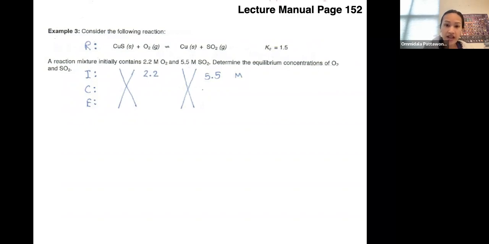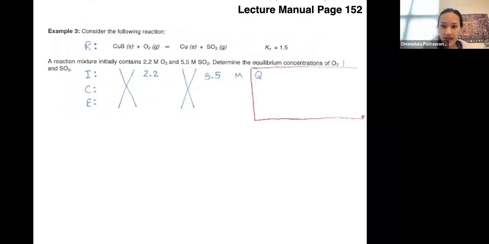As we learned at the beginning of this lecture video, in order to find out the change, you need to know the Q, because the Q will tell you whether the reaction will shift left or right. So I'm going to find out Q first. Q means that we want to know if this given condition is already at equilibrium or not. So this is going to be the Q value that we are going to take a look at.